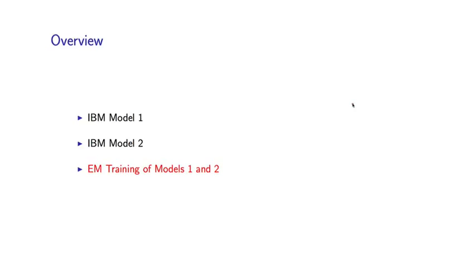So in the final segment of this lecture, I want to talk about how we estimate these Q and T parameters in IBM Model 2. And in particular, we're going to focus on something called the EM algorithm for estimation of parameters in these models.